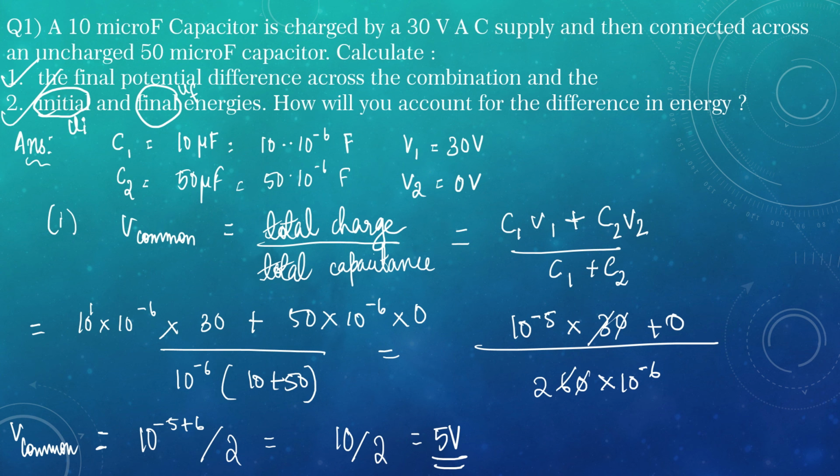First and foremost, if it's given in picofarad or microfarad, convert it to farad. And once it's converted to farad, the potential difference is unknown to us. So we find the final potential difference, which is V common, and V common is given by the equation C1 V1 plus C2 V2 by C1 plus C2. After substituting, we got V common to be 5 volt.